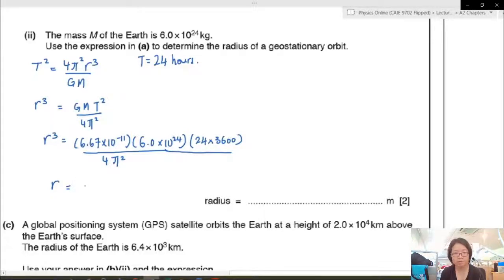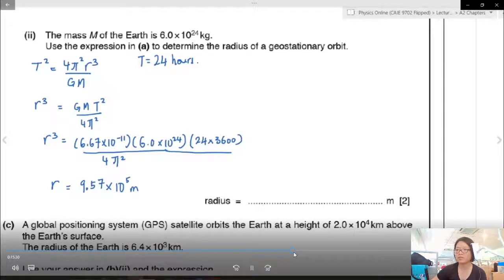Be very careful about the prefixes. Normally, when it comes to gravitation, the values will be very, very big. So always make sure your answers are very, very big, because if they're not very, very big, it means something is wrong. Either you are wrong or something is wrong. Okay? So I'm going to fast forward a bit.